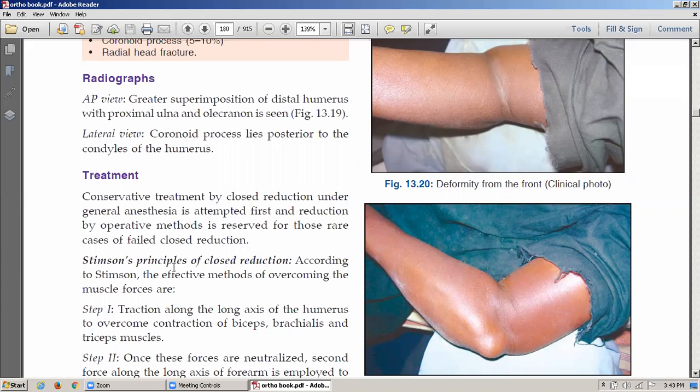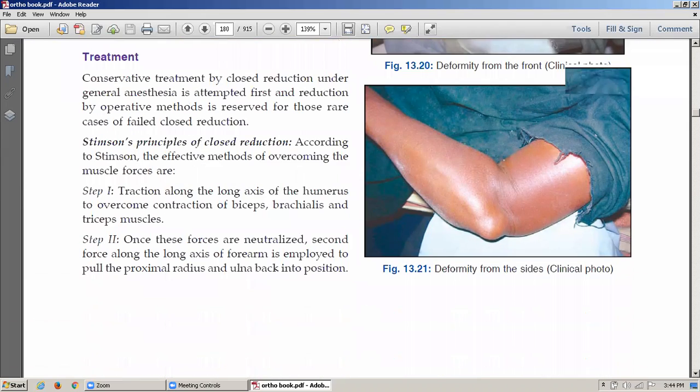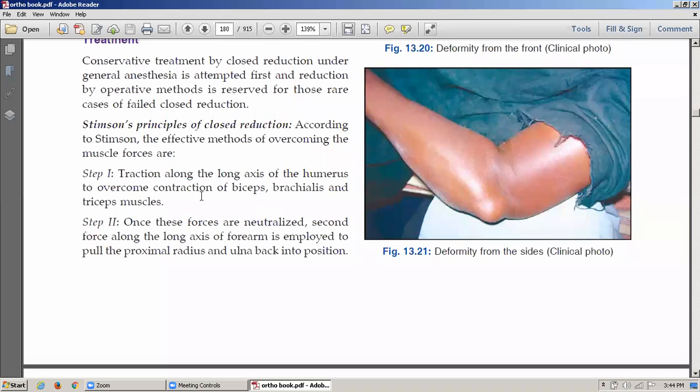So, Smithson's principle of closed reduction: according to Smithson, the effective method of overcoming the muscle forces is, in step 1, traction along the long axis of the humerus to overcome the contraction of the biceps, brachialis and triceps muscles. And in step 2, once these forces are neutralized, a second force along the long axis of the forearm is employed to pull the proximal radius and ulna back into position.